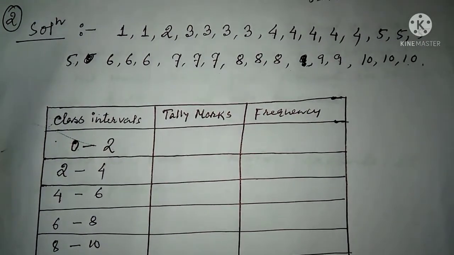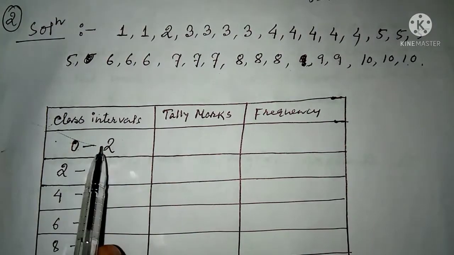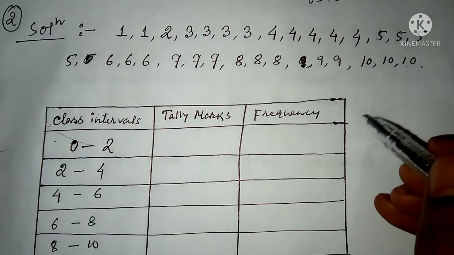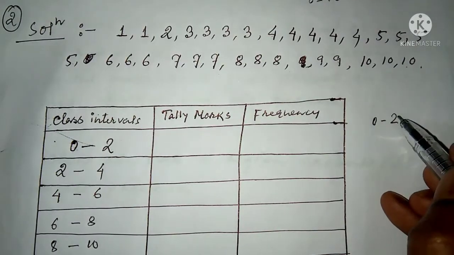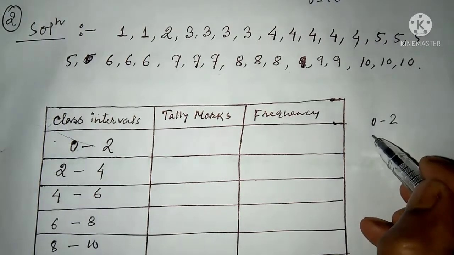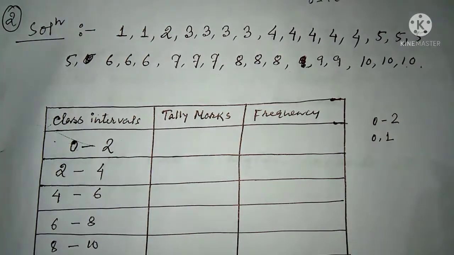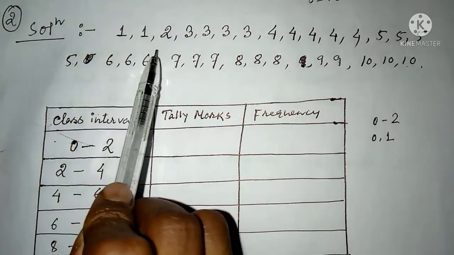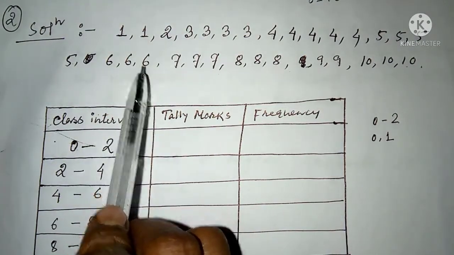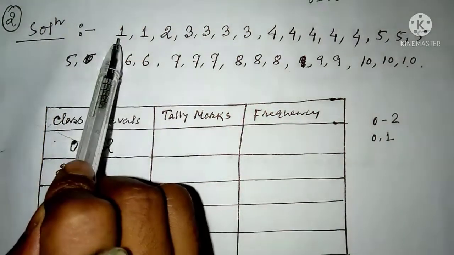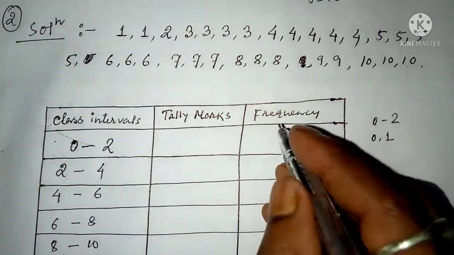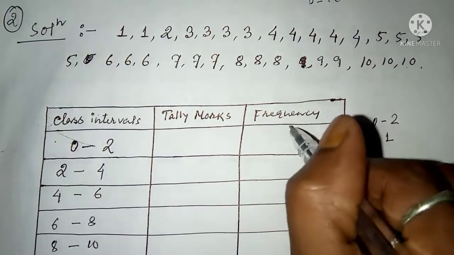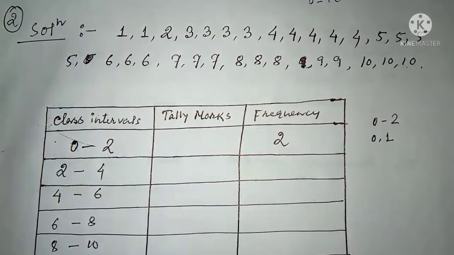Now we'll start counting. 0 to 2 means, always remember, when there is a class interval 0 to 2, the 2 is excluded, so you can count 0 and 1 only. In our data, is there any 0? No zeros are there, but 1 is here. How many times is 1 repeated? It is repeated 2 times. So your frequency is going to be 2.